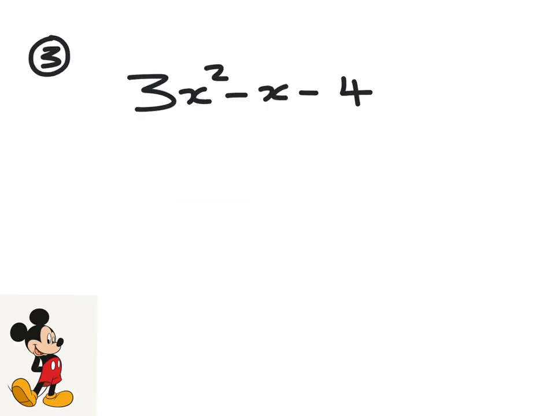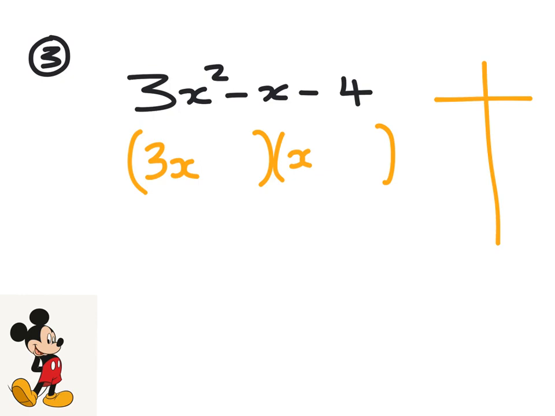Question 3, factorise, so it's going to go into a pair of brackets. Now the only way which you can get 3x squared at the front here is if one bracket has a 3x and the other bracket has an x. Okay, so if you use my method for doing it, that would set up a 3x and an x at the top of your table.